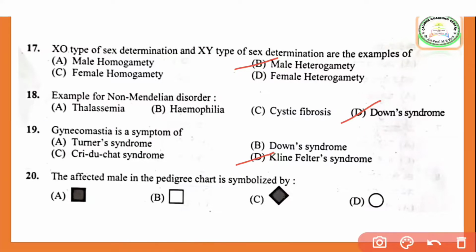The affected male in pedigree chart is symbolized by a square with a shaded mark. Option A is the correct answer. B is unaffected male. C is affected female. I hope you followed. So the answer is option A.